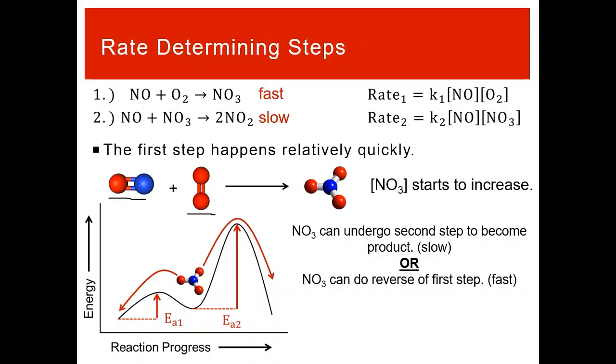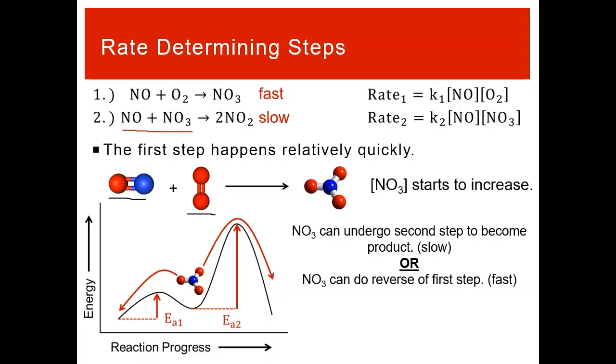The NO3 has a couple different changes that it can do. It has 2 possibilities. It can undergo the second step, and the second step that we've identified right here. It could collide with another NO molecule, and it could undergo the change, the slow step that we're interested in, make our products.